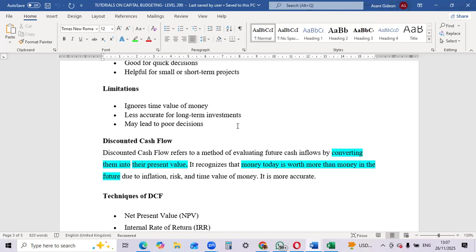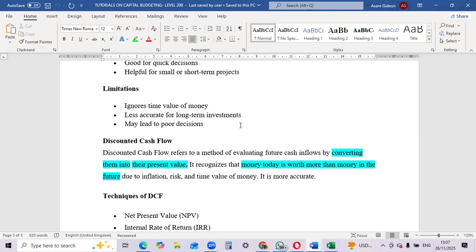So we have to take all these things into consideration, right? For instance, interest rate can go up at any particular point in time, right? So that is basically NDCF, that is, non-discounted cash flow. Now let's go to the DCF, discounted cash flow. The discounted cash flow refers to a method of evaluating future cash inflows by converting them into their present value.